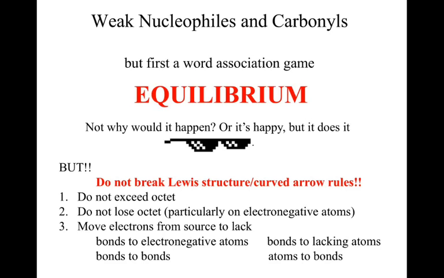That said, do not break your Lewis structure or curved arrow rules. We cannot exceed octets. We can't lose octets, particularly on electronegative atoms. I can't tell you how often that happens. So make sure you do not lose octets on an electronegative atom. That's huge. And then we'll always find a source of electrons and move them to some place that is lacking them. We've got a variety of ways to shift and move that around. It's just our standard mechanism rules.